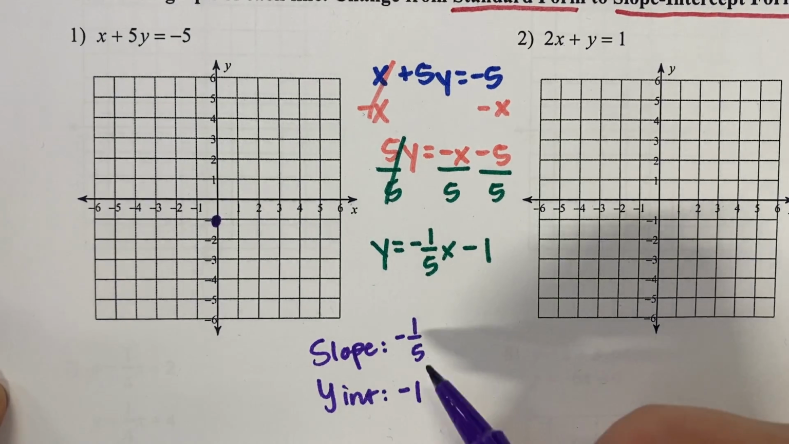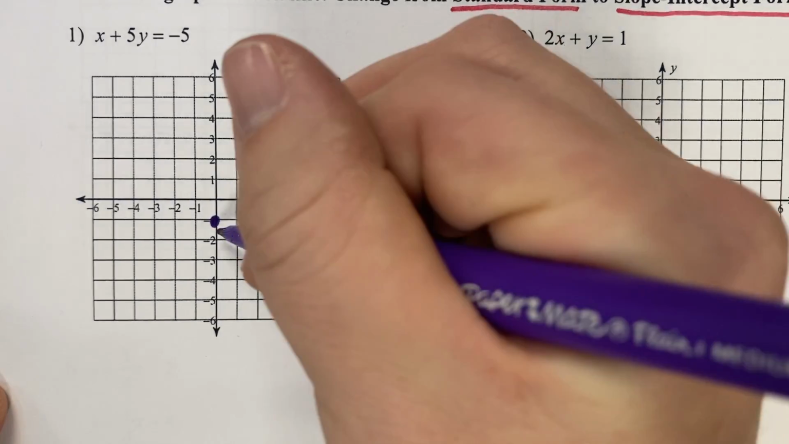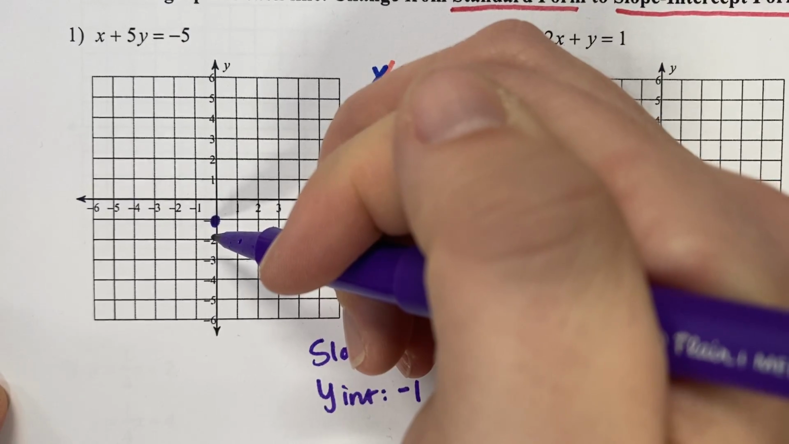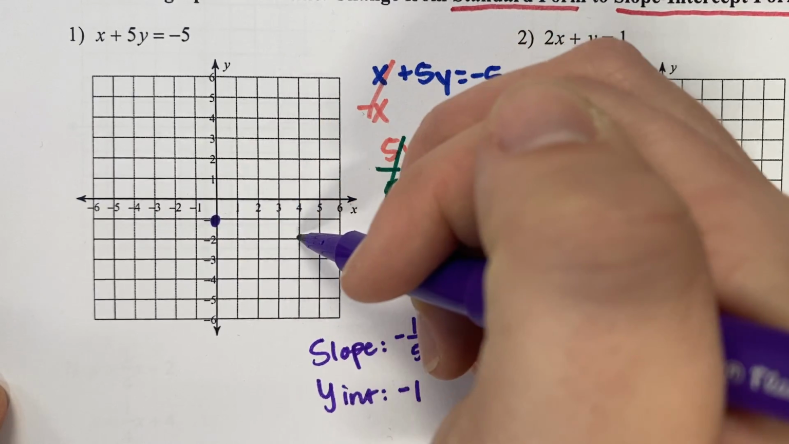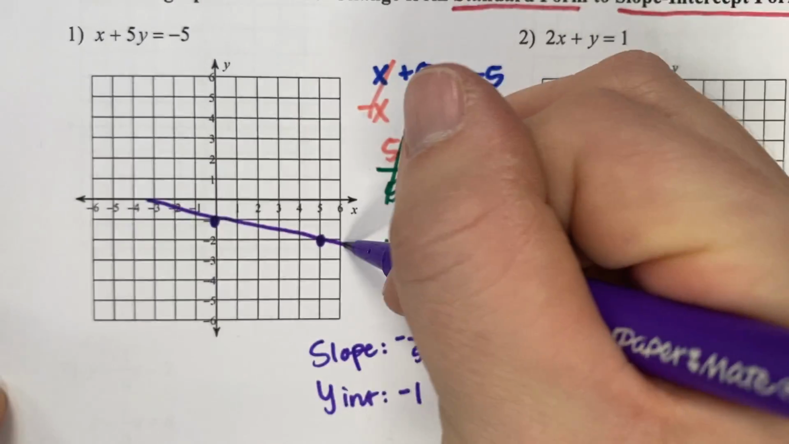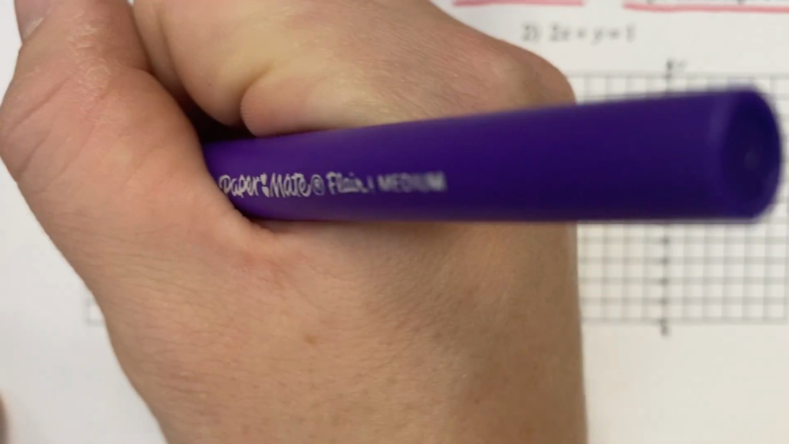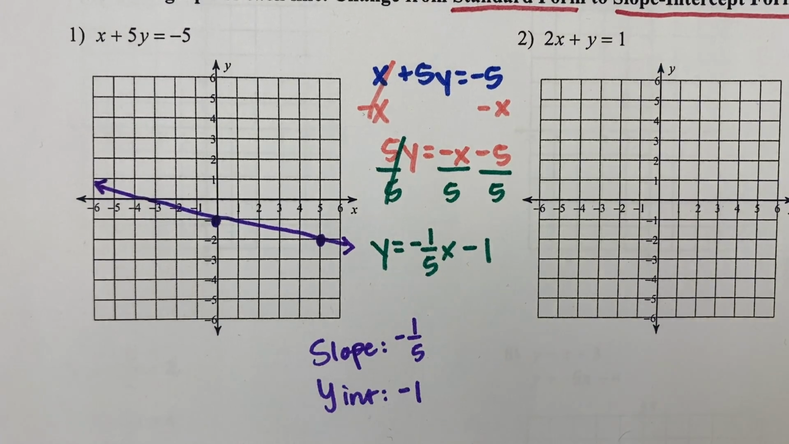Now we're going to use our slope to count to our next point. This is going to be a negative, so we're going to go down 1 and over 5. Remember, rise over run. So down 1, over 5: 1, 2, 3, 4, and 5. Okay, 2 points. Connect them with a straight-ish line. Arrows at the end because it goes on forever, and we are done.